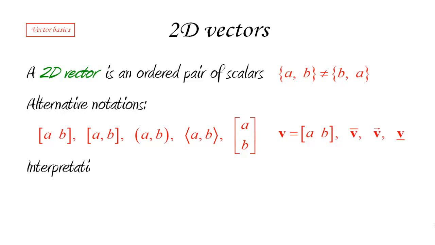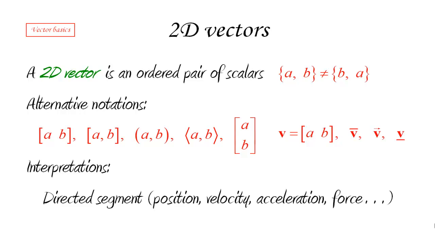Well, as I've already mentioned, these vectors are interpreted in many ways. For 2D vectors, you're probably very familiar with the interpretation of a vector as a directed segment, or an arrow if you want. And this is used in turn to represent things like the position of an object, the velocity of an object, the acceleration acting on an object, or the related force, and so on and so on. So there are all these interpretations that we're going to see as we move on through the course.